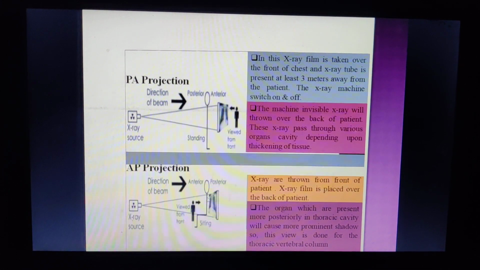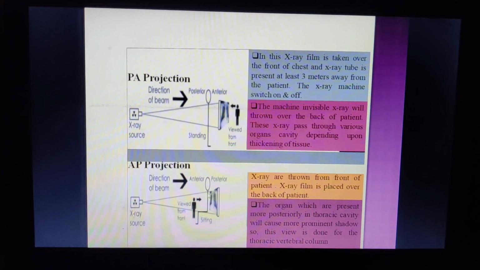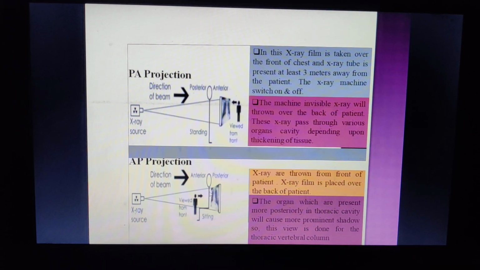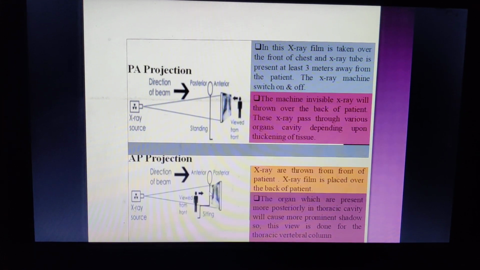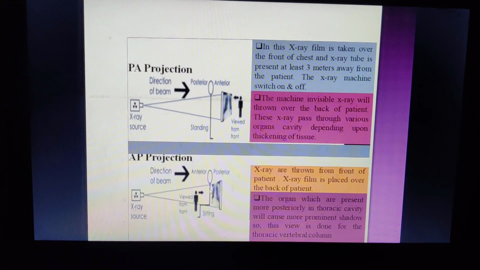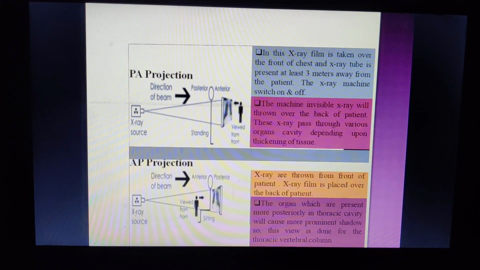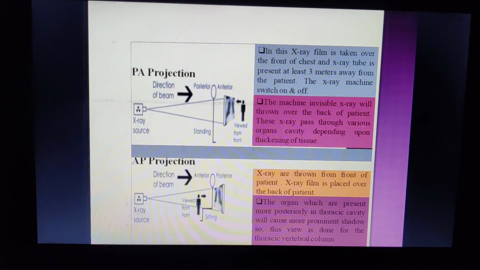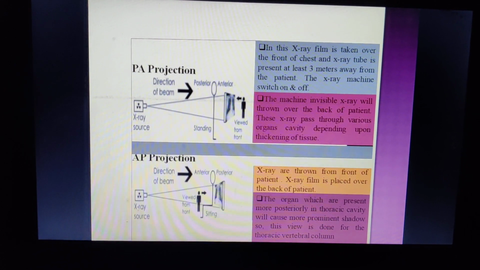The organs which are present more posteriorly in the thoracic cavity will cause a more prominent shadow. So this is done for the thoracic vertebral column. On the basis of the AP view, we should not diagnose cardiomegaly, because the heart lies posteriorly, so it can be falsely seen as cardiomegaly.